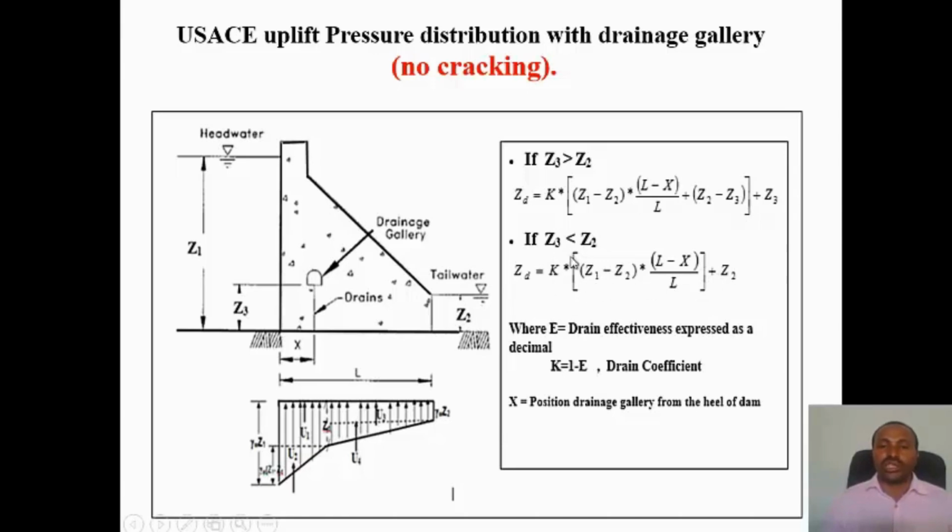So under this equation, K means drain coefficient, but we will consider drain effectiveness expressed as a decimal. So why do we take drain effectiveness? All drainage galleries may not be 100% effective. So we will take drain effectiveness. For example, if a drainage gallery is 60% effective in minimizing uplift pressure, then the drain coefficient will be 1 minus drain effectiveness, which is 0.4. Then you will substitute in this equation for the K value. So this is the uplift pressure distribution diagram as the previous one.